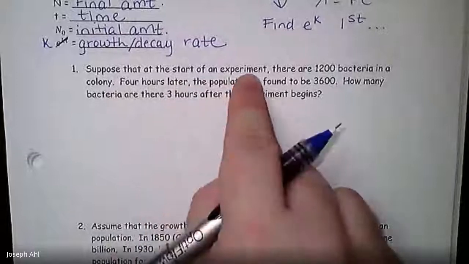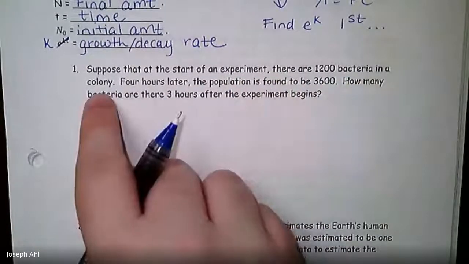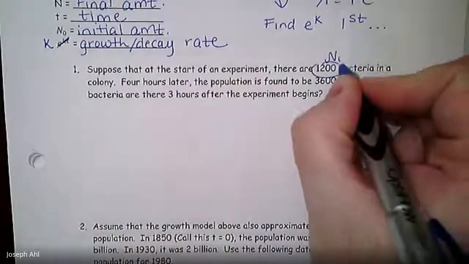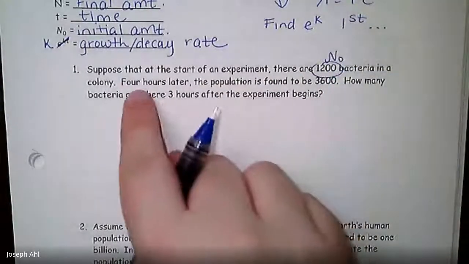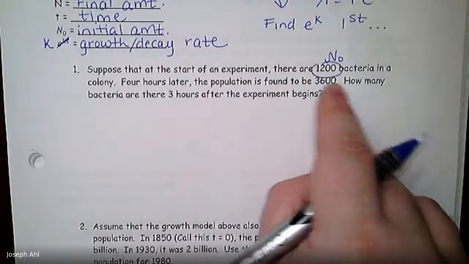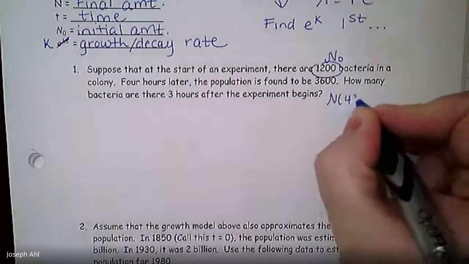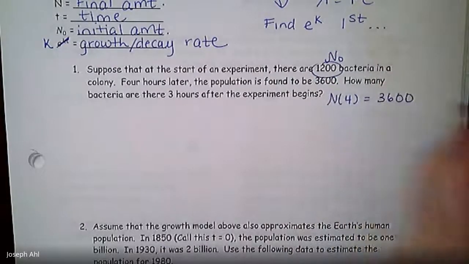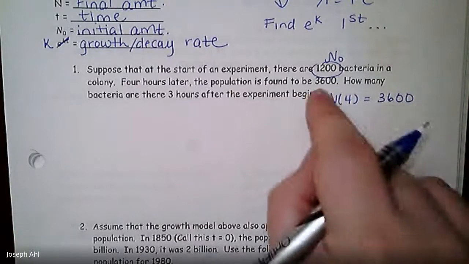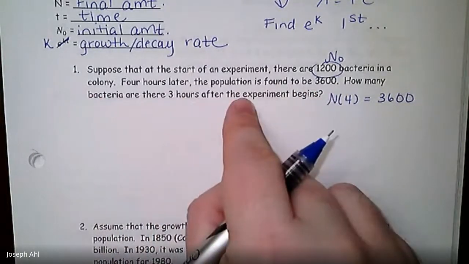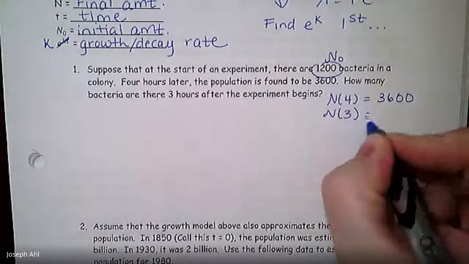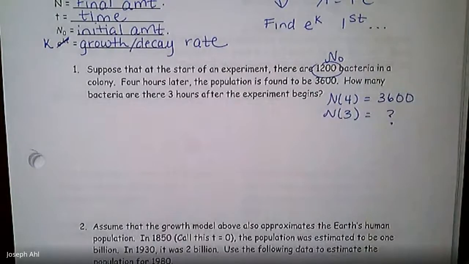Suppose that at the start of an experiment, there are 1,200 bacteria in a colony. Okay, 1,200 bacteria to start. Well, that sounds like that N sub 0 in the equation above. Four hours later, the population is found to be 3,600. So the way you would interpret that is N of 4 equals 3,600. Right, time is 4 hours, and we're looking at 3,600 as the population. How many bacteria are there after 3 hours when the experiment has started? So I want to figure out what N of 3 is.